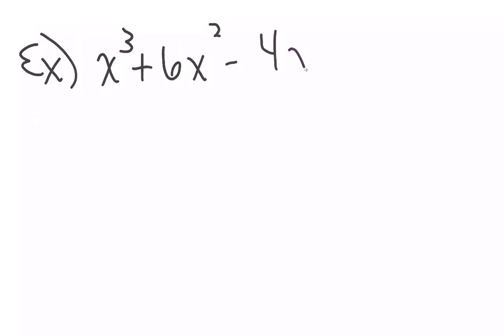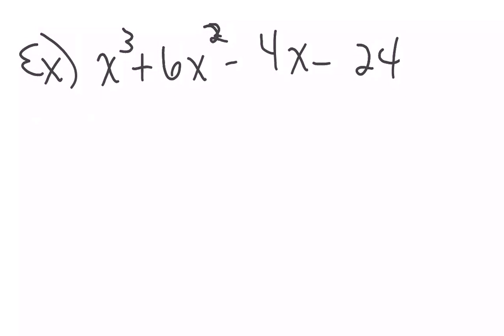Last example, x cubed plus 6x squared minus 4x minus 24. Okay, so this one's a little different in the fact that we have 4 terms. So anytime we have 4 terms, what we try to do is factor by grouping.